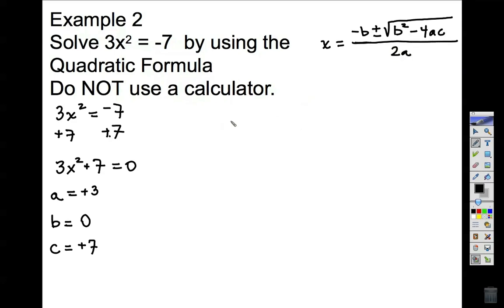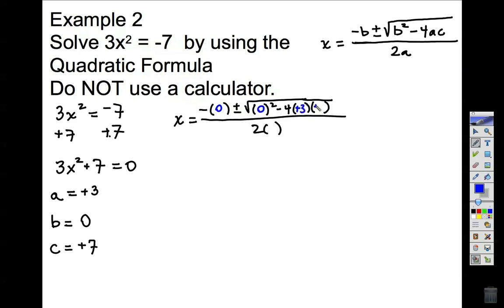So when we use the quadratic formula, x equals negative b plus or minus the square root of b squared minus 4 times a times c, all over 2a. Again, I'm doing this that way so I can substitute my numbers correctly here. Plus 7. I'm forgetting 3 here. So that means that x equals 0 plus or minus 0.